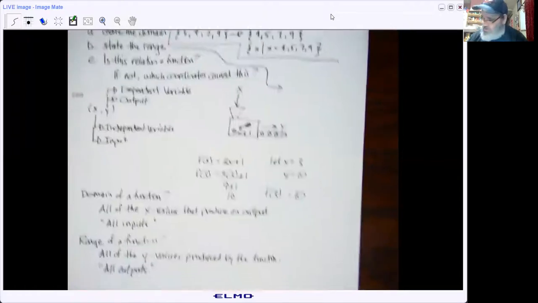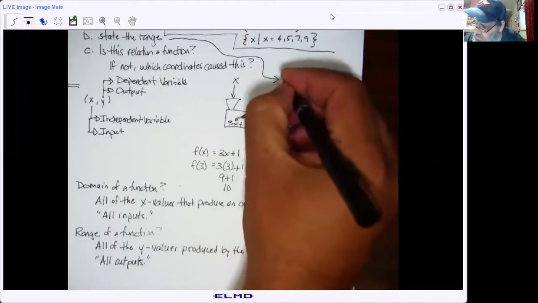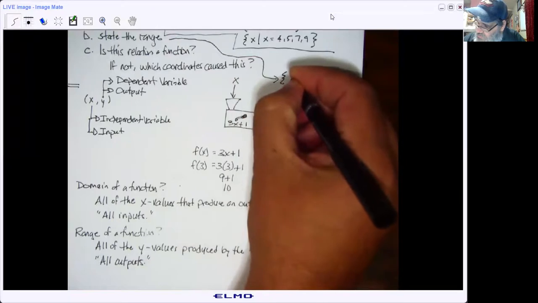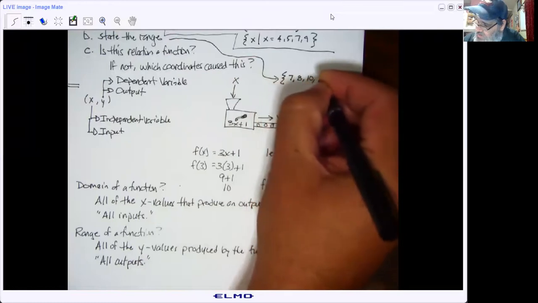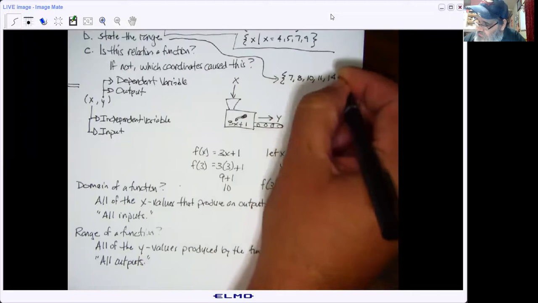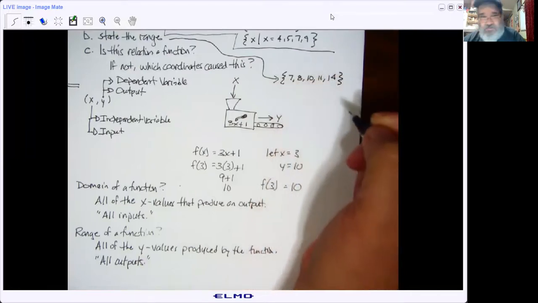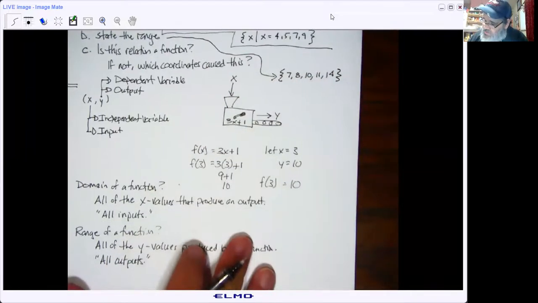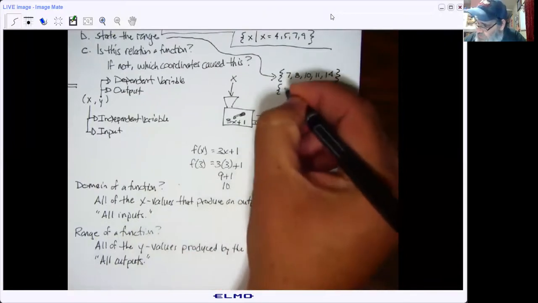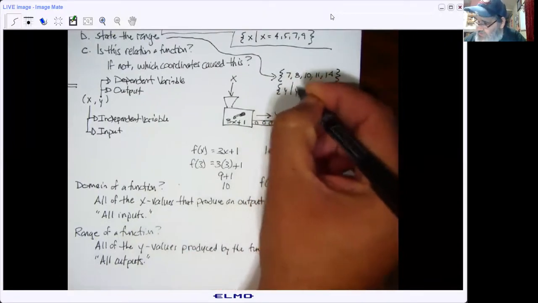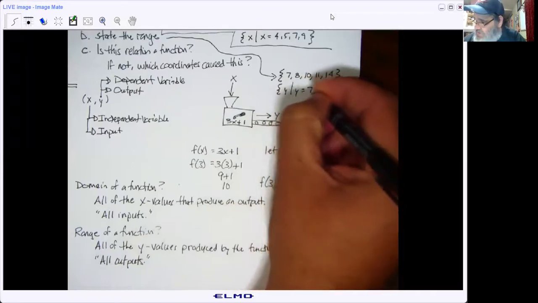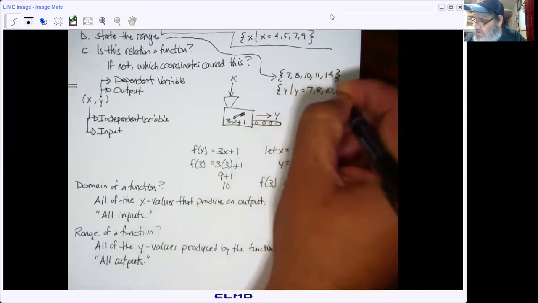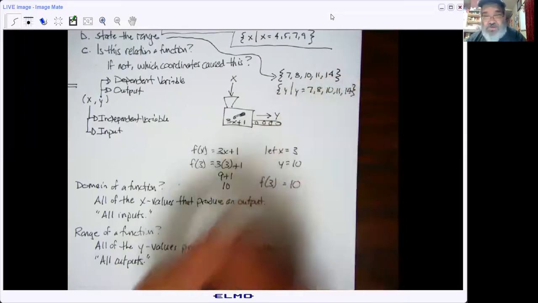The range of the function, well, we're going to have, let's see, 7, 8, 10, 11, 14. Okay. Or we could, to be more formal, say y such that, and this little line is math shorthand for such that, y equals 7, 8, 10, 11, 14. All right.